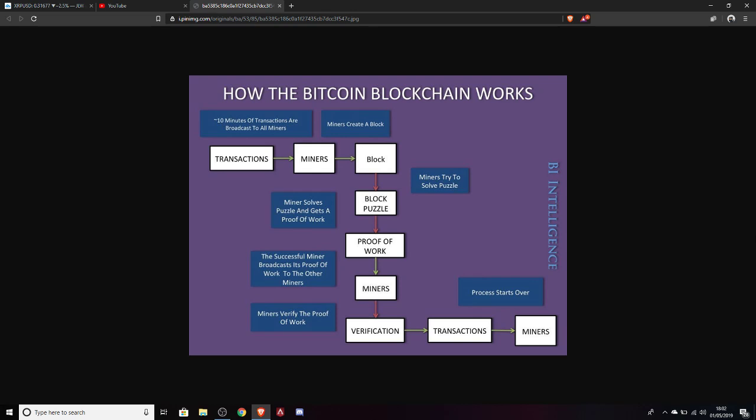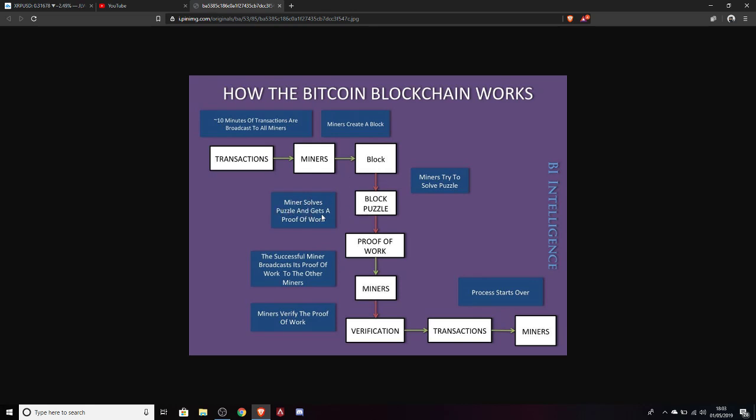Now, I have a little diagram here of exactly how the Bitcoin blockchain works. So, first of all, the transaction will be created, and then the transaction will be passed to the miners, which are the people that run computer algorithms to solve the mathematical equations. That means the miners then create the block. So the miners then try to solve the puzzle.